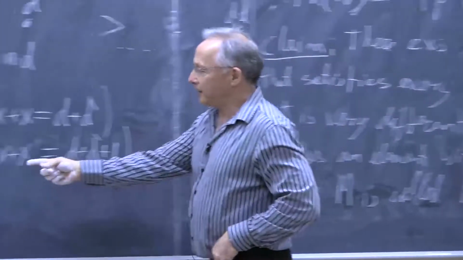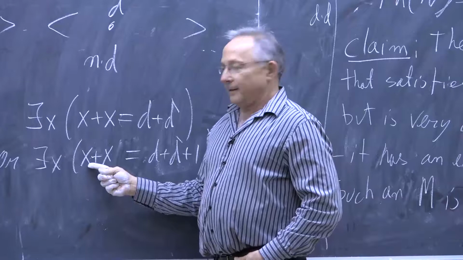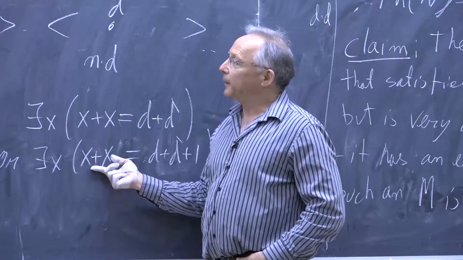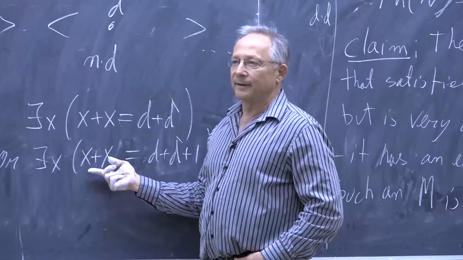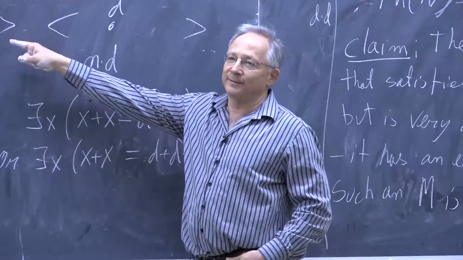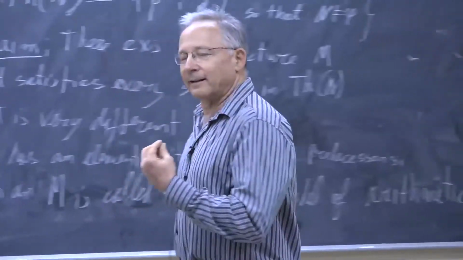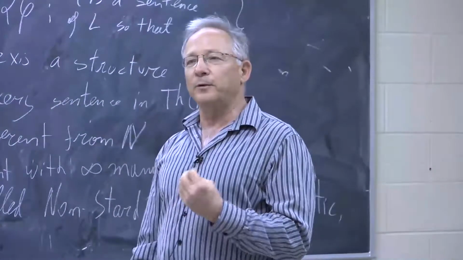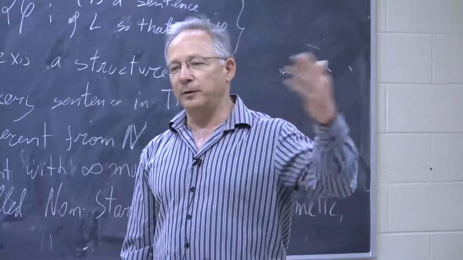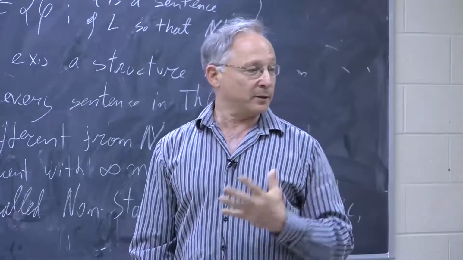Because it's easy to see that this x should be greater than d plus n, and it should be less than d plus d. So anyway, we can show that it's dense. So now just see what happened. We were trying to describe the natural numbers. We were trying to come up with an axiomatization where our only candidate will be the natural numbers.